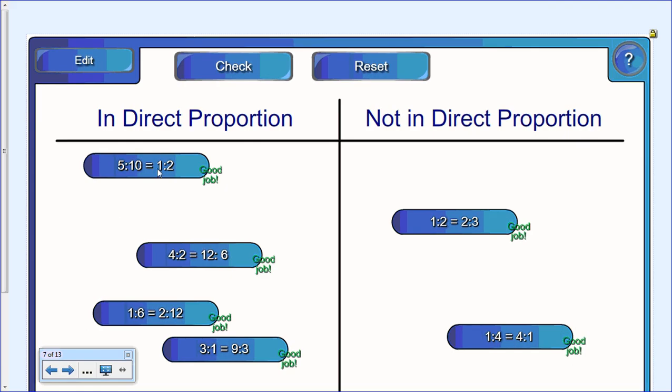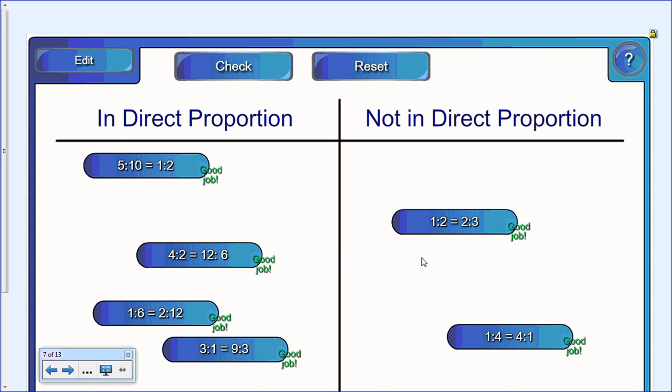5 to 10 is the same thing as 1 to 2. Makes sense. 5 times 1 is 5. 5 times 2 is 10. That's where you get to 1 to 2. 4 to 2 is the same thing as 12 to 6. Same reason. If you multiply both sides by 3, you get the numbers on the other side of the equation. 1 to 6, 3 to 1, to 9 to 3. Again, all the same idea.